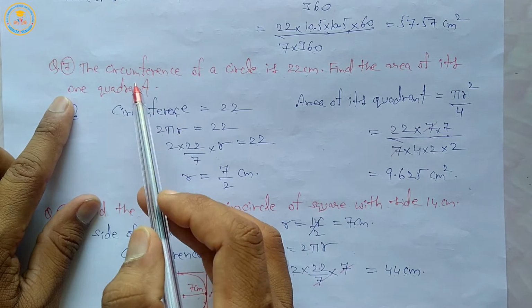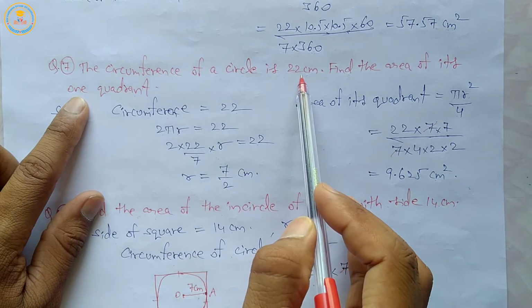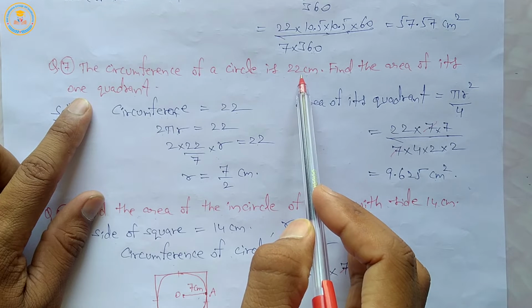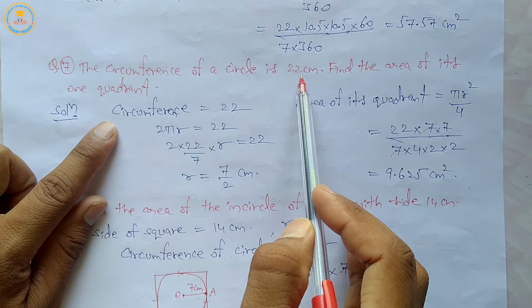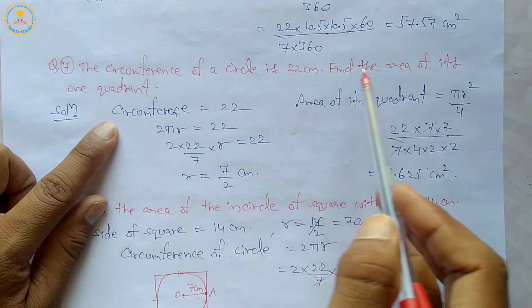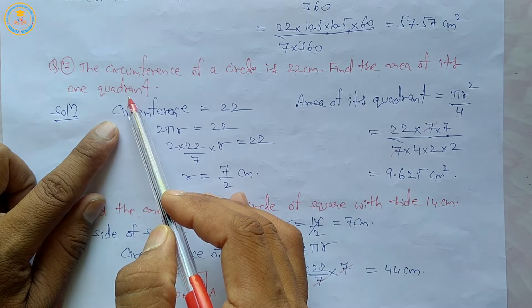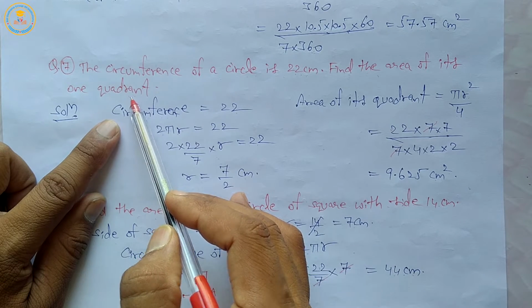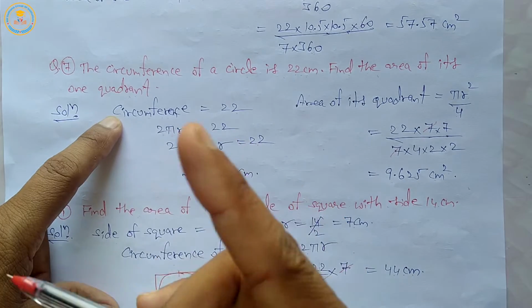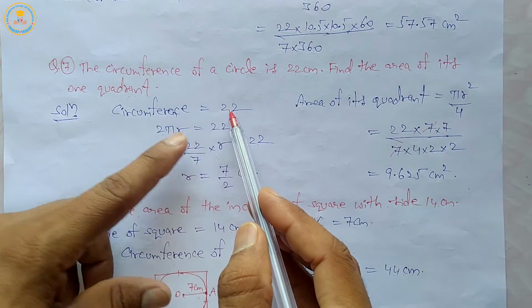Next question, question number 7. The circumference of a circle is 22 centimeter. Circumference means 2 pi r. We know that circumference of circle is 2 pi r, and 2 pi r is 22. Find the area of its one quadrant. One quadrant means fourth part.